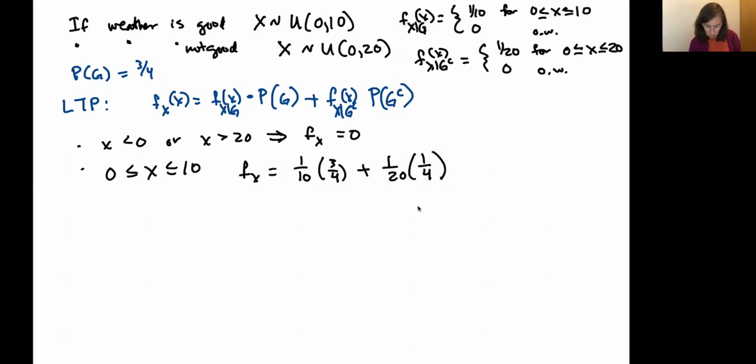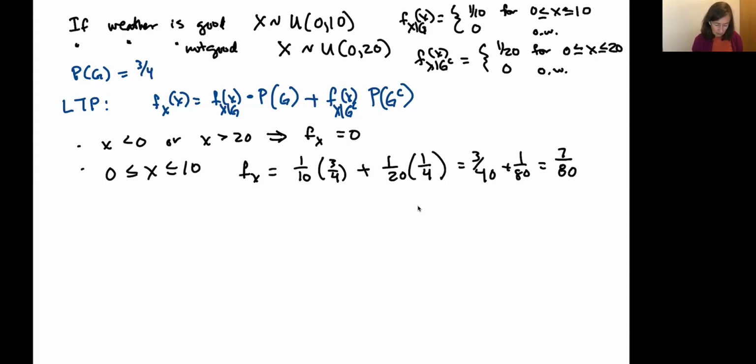It equals 3/40 plus 1/80. That's 6/80 plus 1/80, which is 7/80. Okay, that's a weird number, but fine. We still have one more case, right? We've got X is 0, X is greater than 20, and X between 0 and 10.